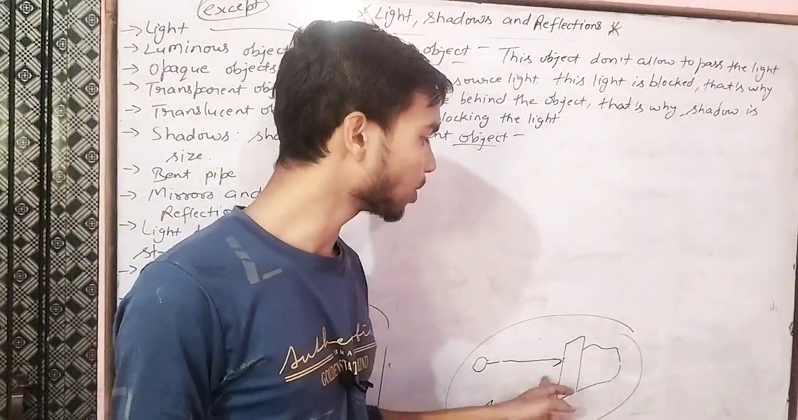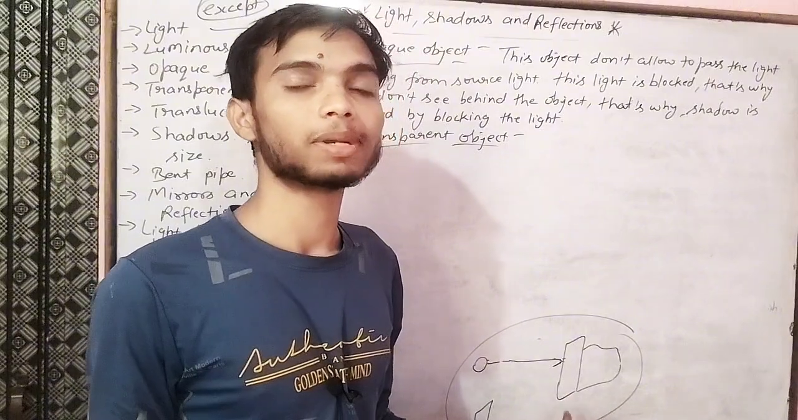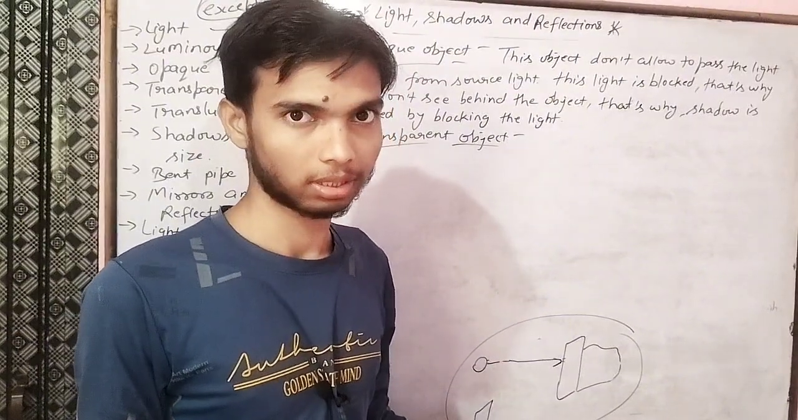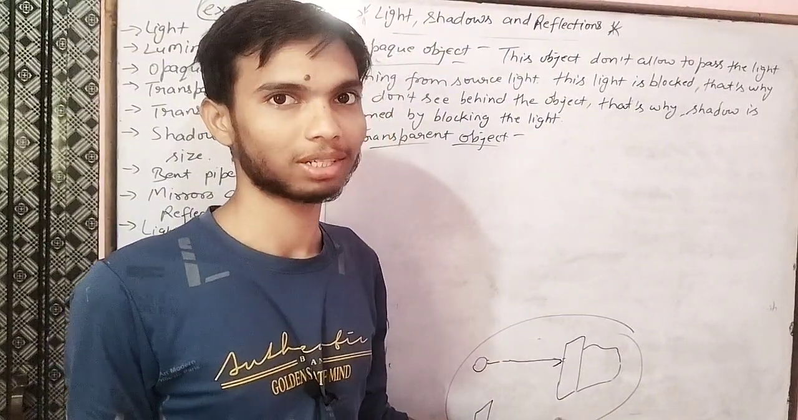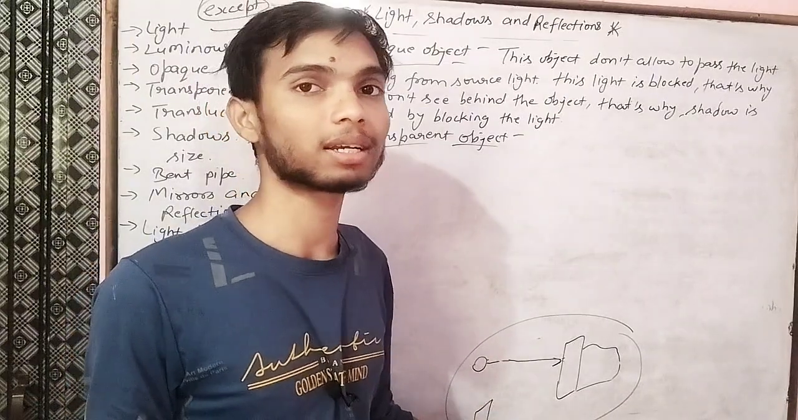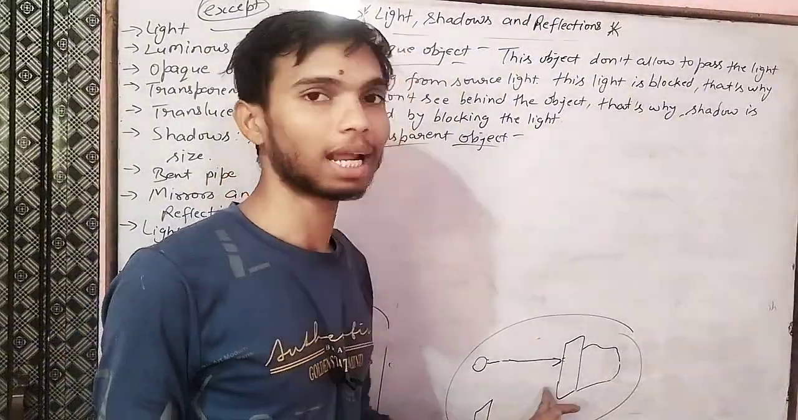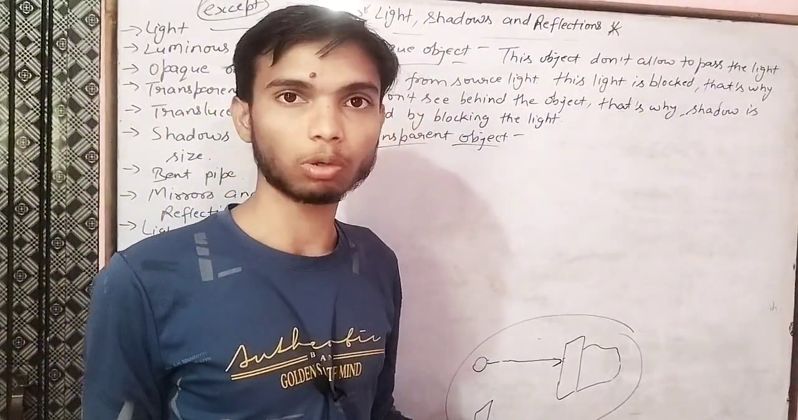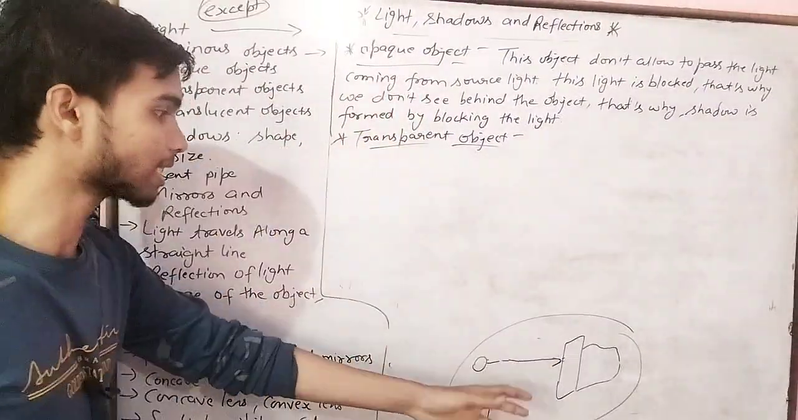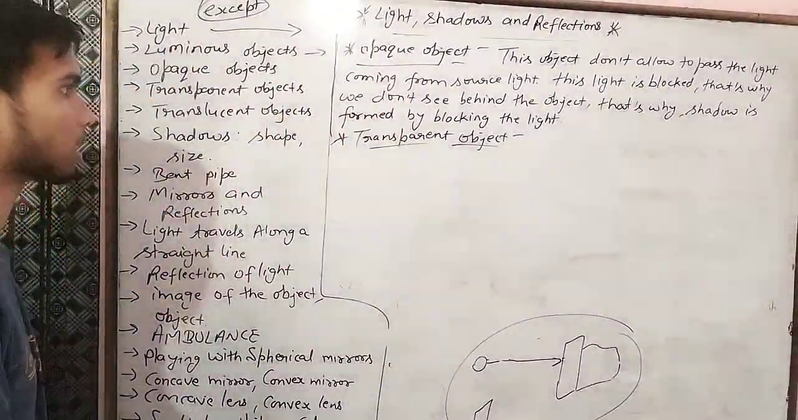So it describes a word named transparent. We are able to see the objects, we are able to see behind these objects, to see the area behind these objects. This is happening because this is a transparent object. That's why we are able to see the object, and that's why light is passing through the object. All this is happening like this because the object is transparent. Clear?